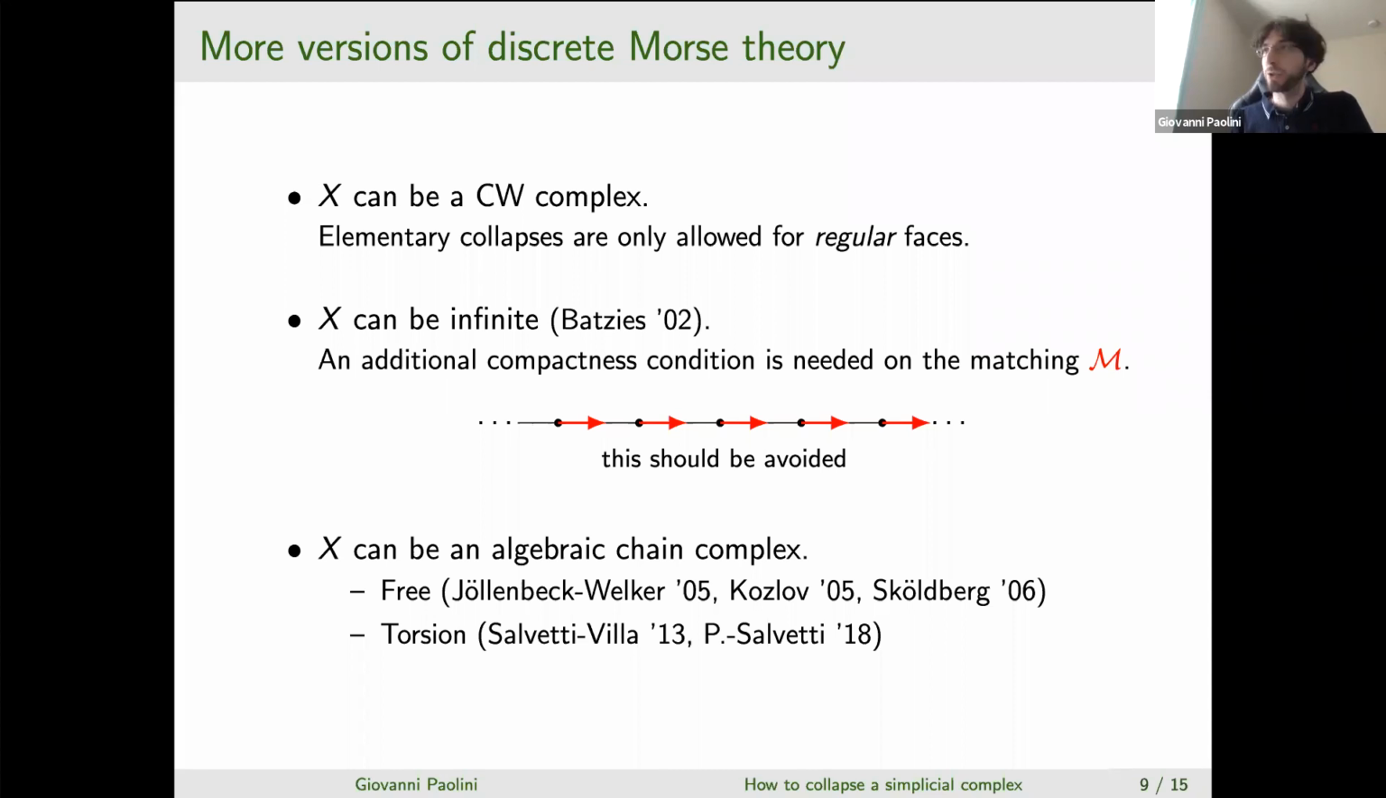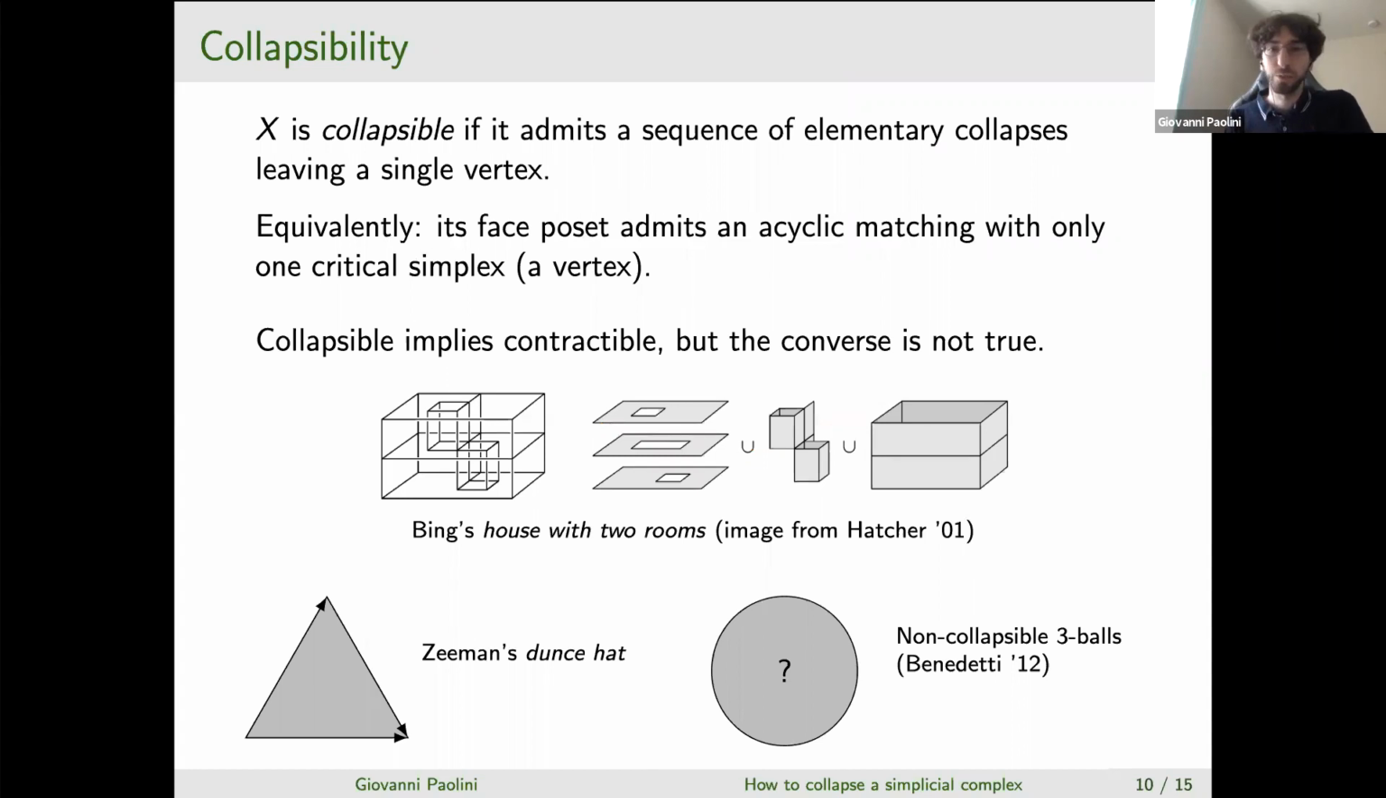Discrete Morse theory is also deeply linked with a concept which was introduced before that, which is collapsibility. A simplicial complex is collapsible if it admits a sequence of elementary collapses onto a single vertex. And now that we know about discrete Morse theory, there is an equivalent way to say it in terms of the existence of an acyclic matching which only leaves one critical vertex.